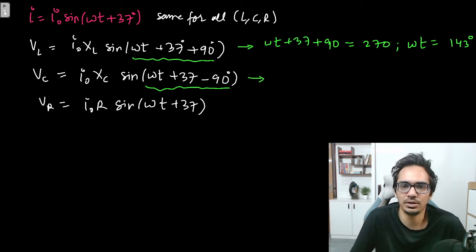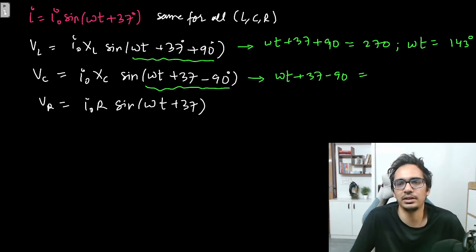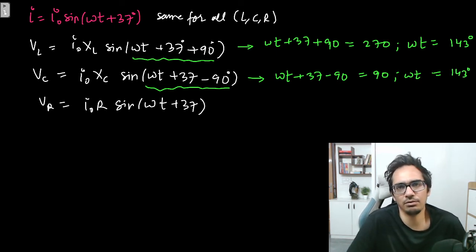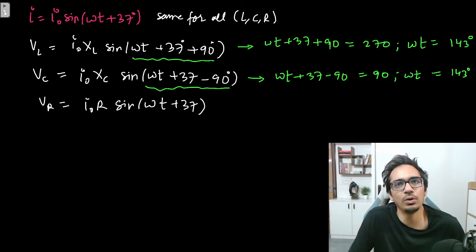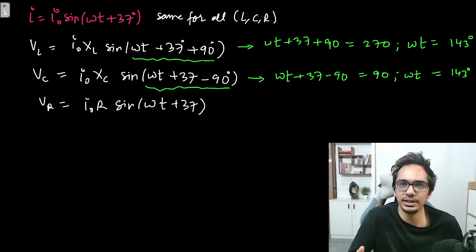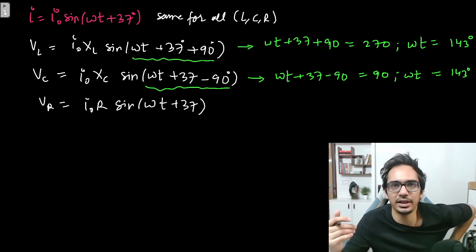So again you can put omega t plus 37 minus 90, and sine should be either plus 1 or minus 1. So the angle should be 90 degree. Okay, because this can become 90 degree. So what is the value of omega t? Omega t is equal to 90 plus 90, 180, and 180 minus 37 is 143 degree. And this is logical also, because one is in the negative maximum and the other is in the positive maximum. So whenever voltage across the inductor is maximum, obviously voltage across the capacitor will also be maximum. It's just that their phase difference is 180 degree. So if one is in the positive maximum, the other is in the negative maximum.